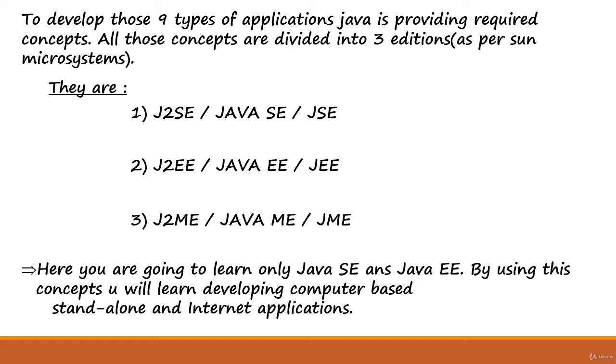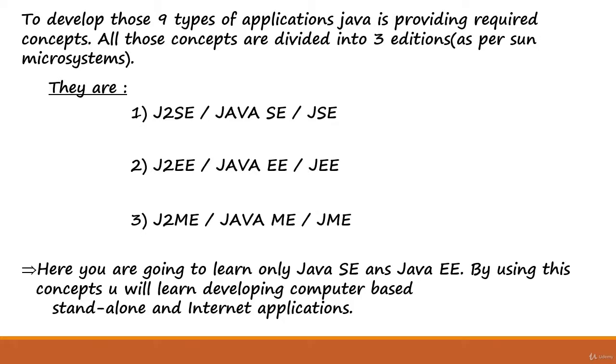And Java ME is nothing but Java Micro Edition. Micro Edition is for developing mobile applications, but it is outdated nowadays. Every company is using Android software to develop their mobile applications. So we will see a brief description about all these three editions in the coming classes.